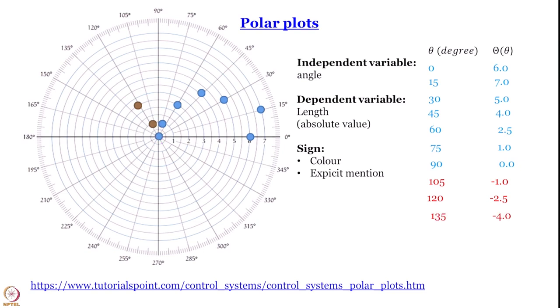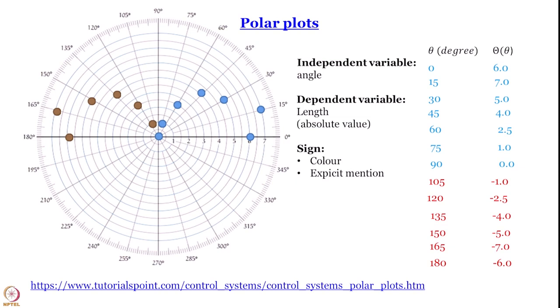135 degrees, I am saying it is minus 4. Where will it be? Put your finger and do not forget the color, right? And for 150 degrees, it is here. For 165 degrees, it is minus 7, and for 180 degrees, it is minus 6. So, I have generated a set of fairly symmetric functions.